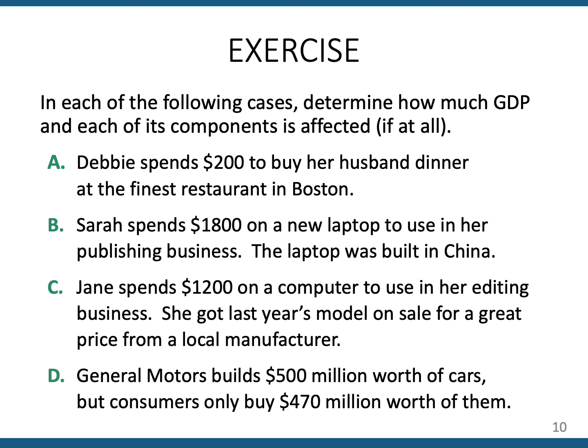Now, part C. Jane spends $1,200 on a computer to use in her editing business. Okay, now we know that's I, right, when she spends that money. She got last year's model on sale for a great price from a local manufacturer. Wait a minute now. There's actually 2 years involved here. We need to have a year 1 and a year 2, don't we? Last year is year 1. This year's year 2. Let's think about what happened to GDP each of those 2 years.